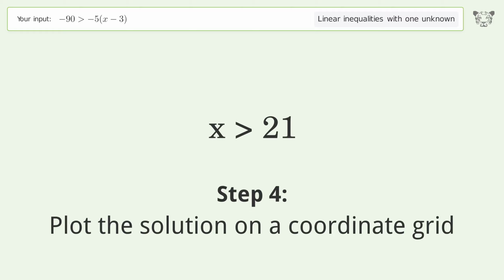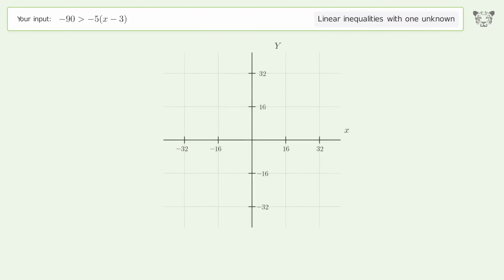Plot the solution on a coordinate grid. And so the final result is x greater than 21.